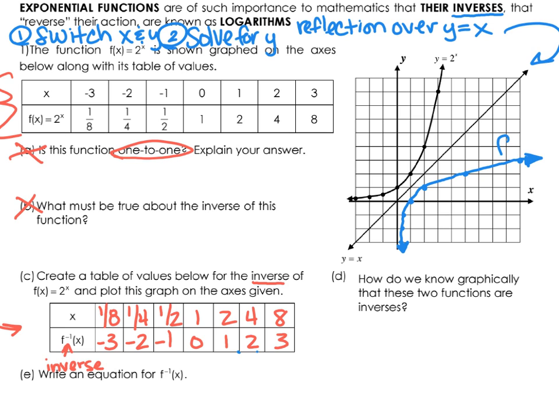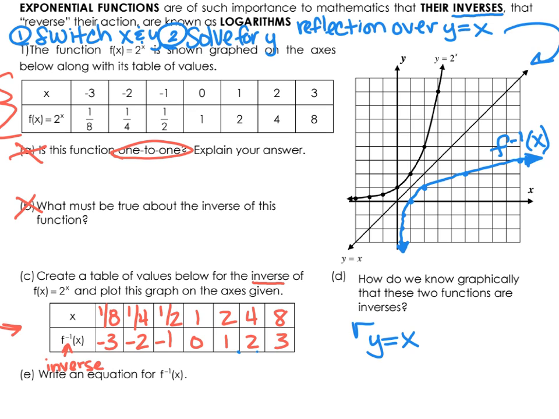And there is f inverse of x. Okay. So part D says, how do we know graphically that these two functions are inverses? So we're going to mention what we talked about before. It's a reflection over y equals x.